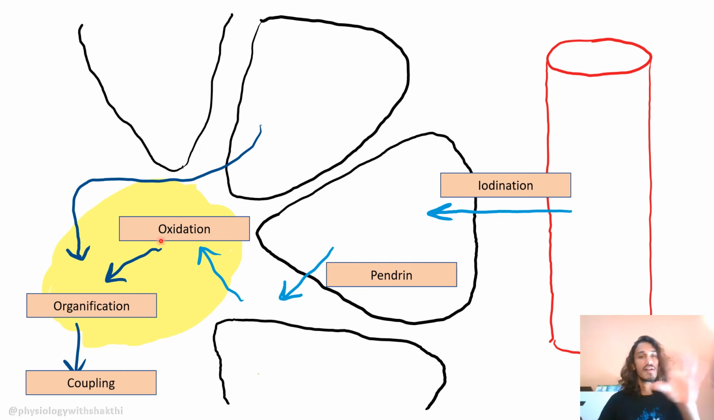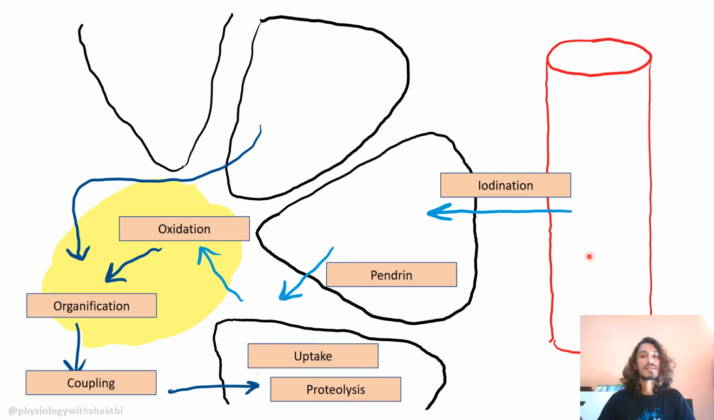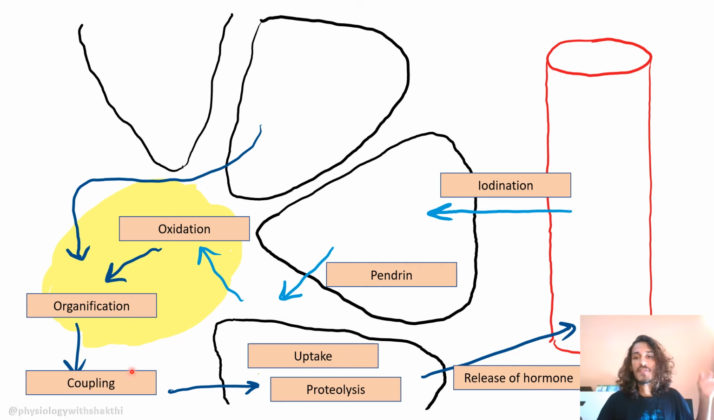Now after storing up to 2 to 3 months, whenever it is required, it is taken back. That requires fluid phase endocytosis through uptake, and your proteolysis step takes place because of lysosome enzymes, and it is finally released into the circulation. Once this is understood, we'll try to understand which drugs affect various steps over here. So first is your iodination. It's a very important step in this.